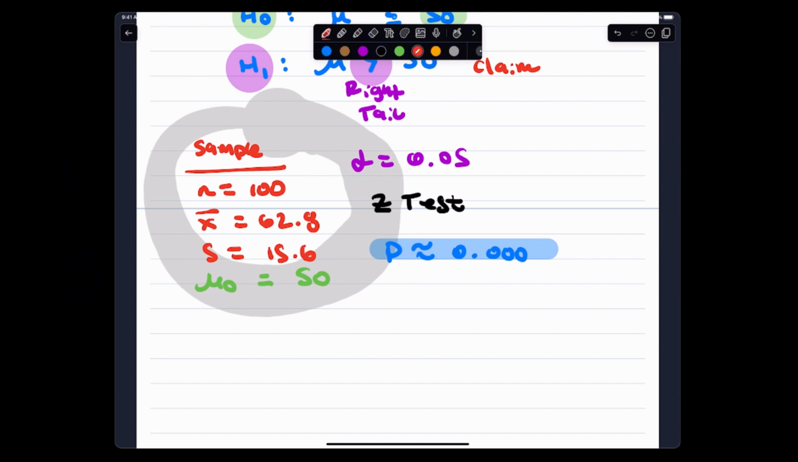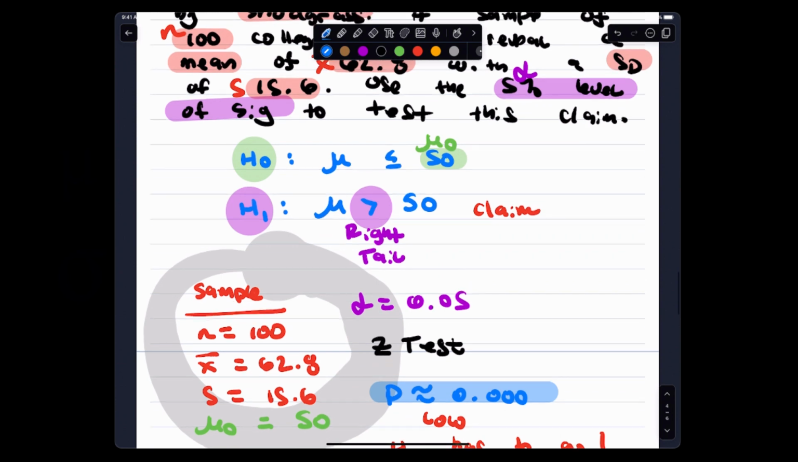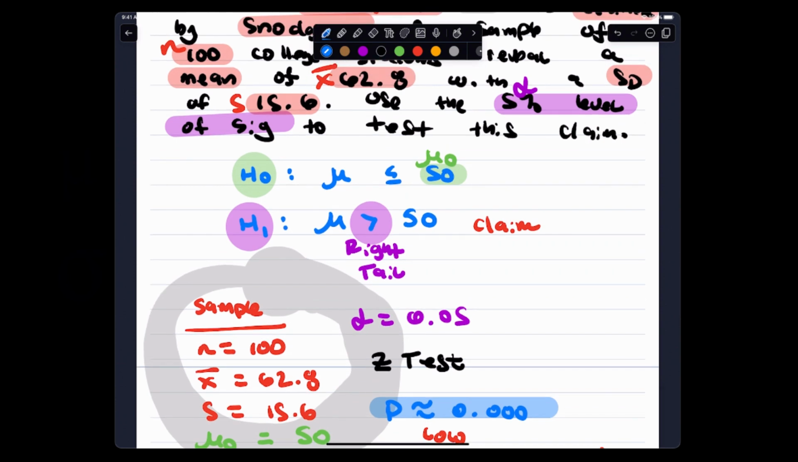That means the null hypothesis is not likely. So the p-value is low. The null has to what? Go. Remember, when that p-value is less than alpha, 0 is smaller than the 5%. That is true. That means your p-value is low. The null has to what? Go. So go to the null and say goodbye, null.